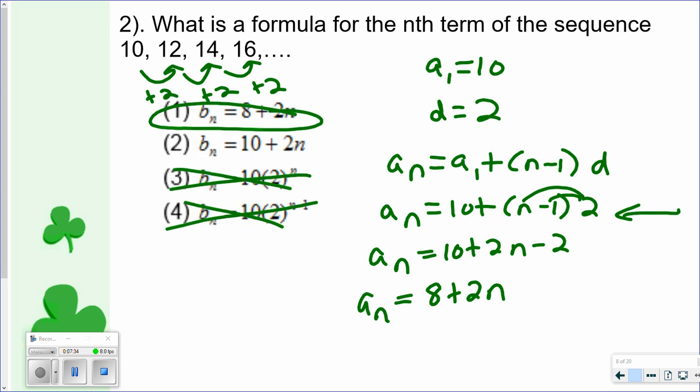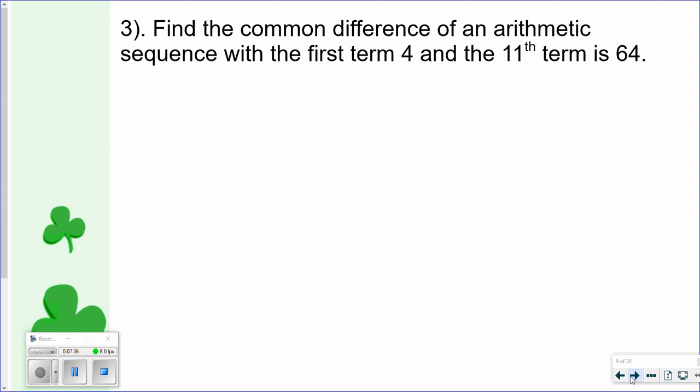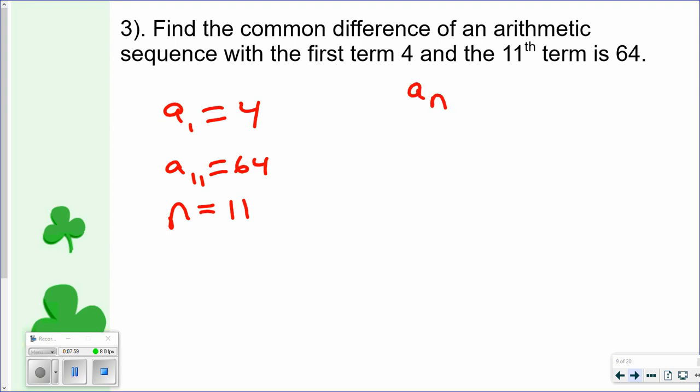Number 3. Find the common difference of an arithmetic sequence with first term 4 and 11th term is 64. So my first term is 4. My 11th term is 64, so I can also say my n is 11, because we're looking for the 11th term. We're looking for the common difference, but our n is 11, right? And again, find the common difference. I'd put a question mark there.